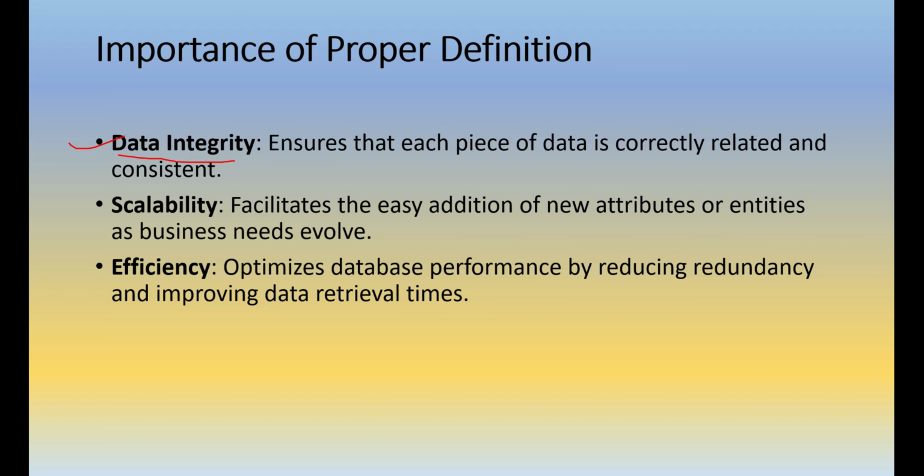Second, scalability. We are working in the agile world, and most projects work in agile mode, so columns and entities can be added or removed. In that case, you need that adaptability in your data model, which adapts to the changing needs. That will facilitate the easy addition of new attributes and entities as business needs evolve. You cannot design a data model which is very rigid. It needs to be agile and flexible.